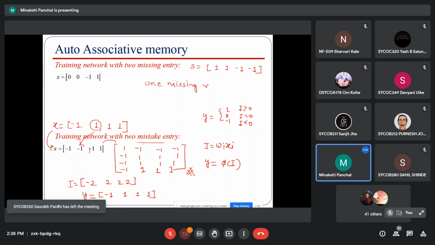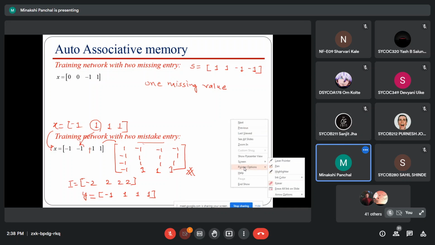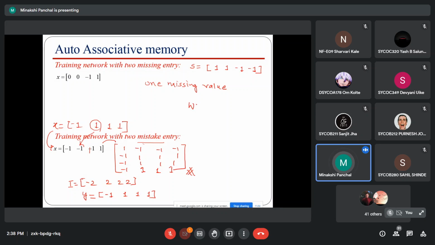Okay, so let me just revise the steps. What steps will you follow here? First, you are finding the weight matrix. Tell me how you can find that weight matrix. First of all you have to find the weight matrix. What is this? Summation of s transpose into s. The weight matrix we are finding is equal to s transpose into s, with s being 1 1 -1 -1.